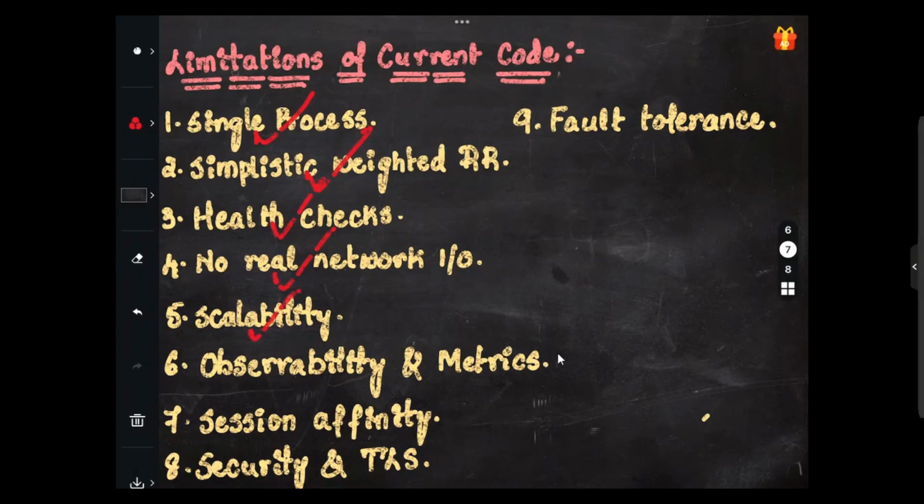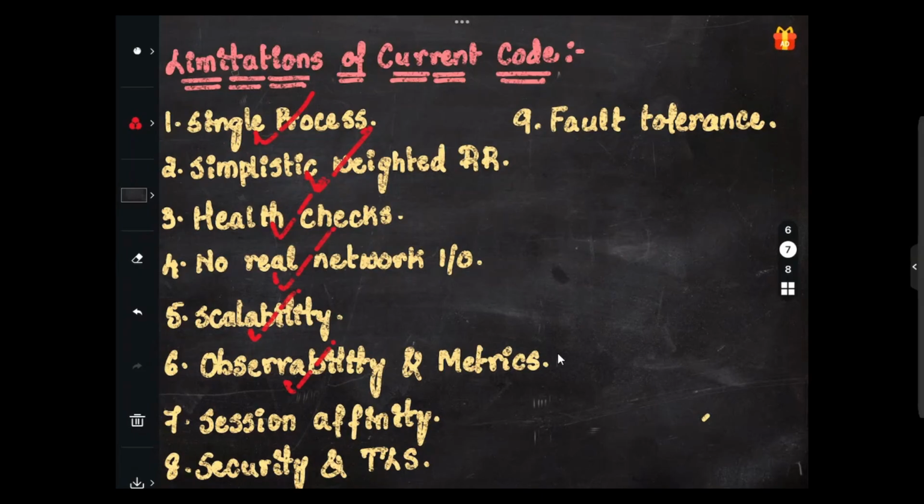Let's move on to scalability. Least connection selection is a big O of n scan. For large pools, we have to use a min heap or minimum priority queue, or we can go with approximate consistent hashing or sharded pools. So this is fine. Now let's move on to observability and metrics. There is no integration with a metric system, whether it may be Prometheus or anything, and we are not going with structured logging as well.